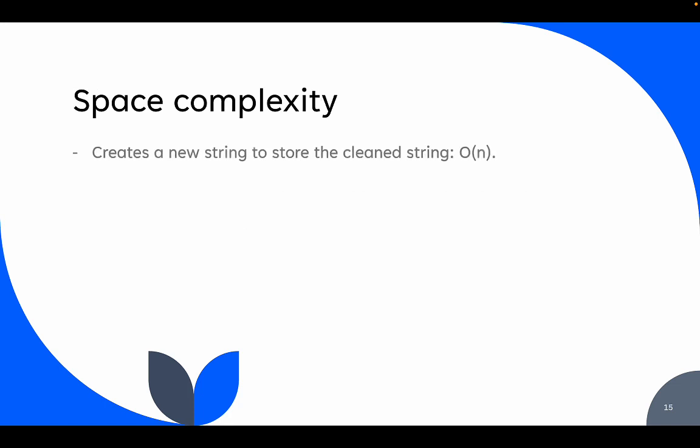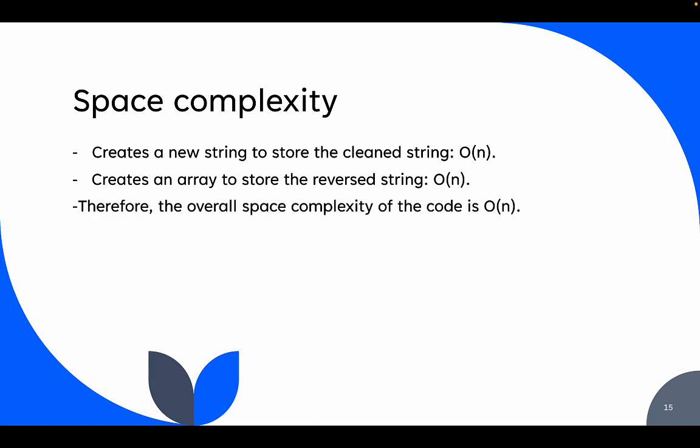Now for the space complexity, we did create a new string to store the cleaned string, which is linear space complexity. We create an array to store the reversed string. We also used linear space complexity, big O of n. Therefore, the overall space complexity of the code is big O of n. The space complexity of the code is linear, where n is the length of the input string. This means that the amount of additional memory used by the code increases linearly with the length of the input.